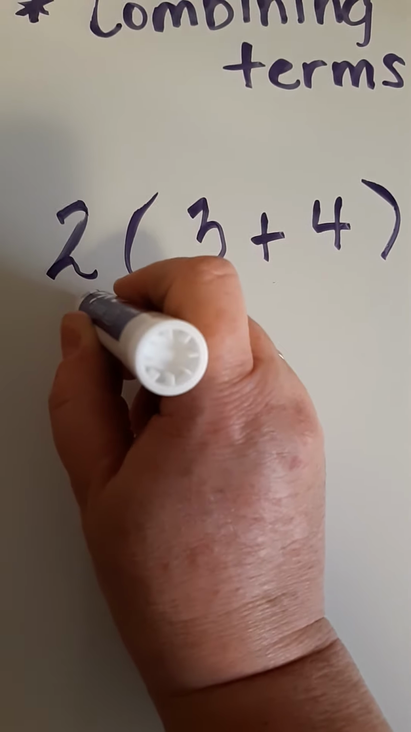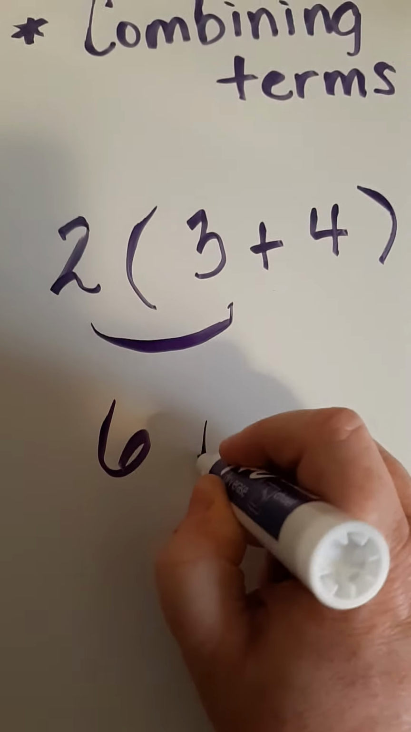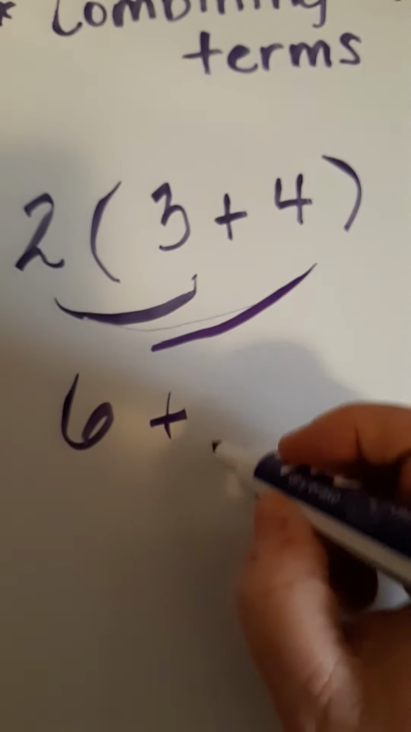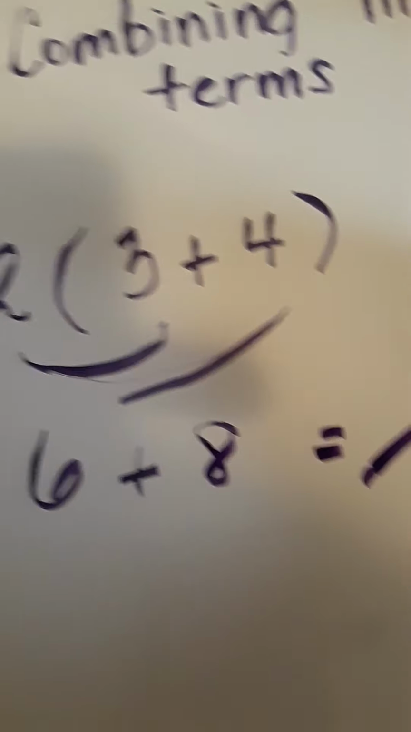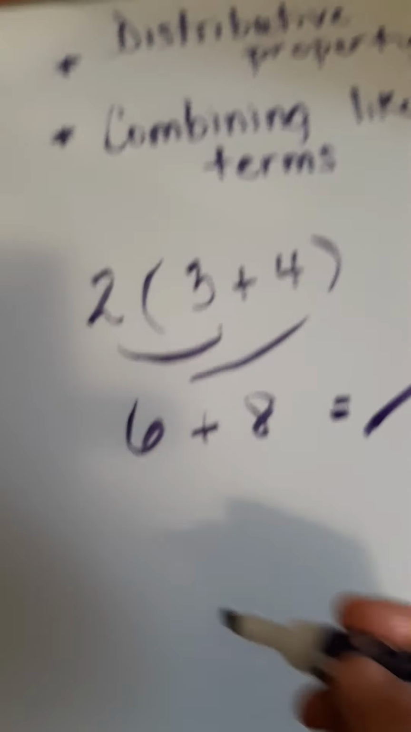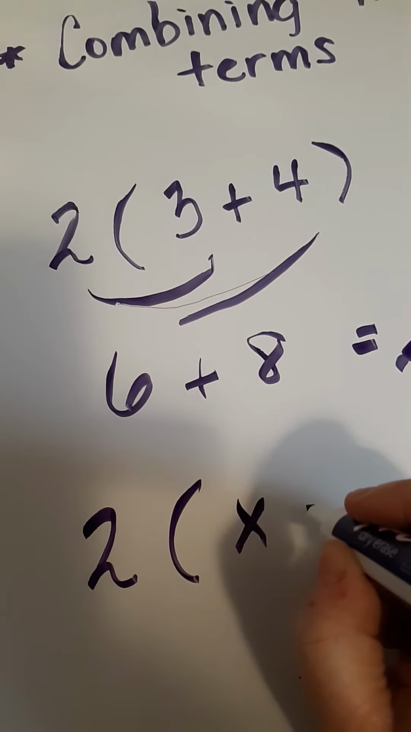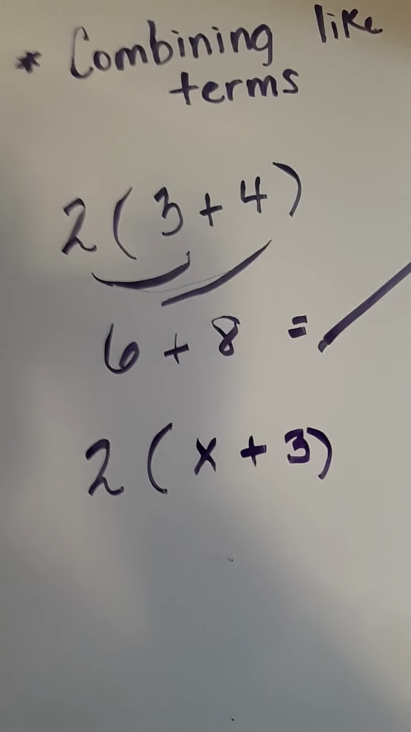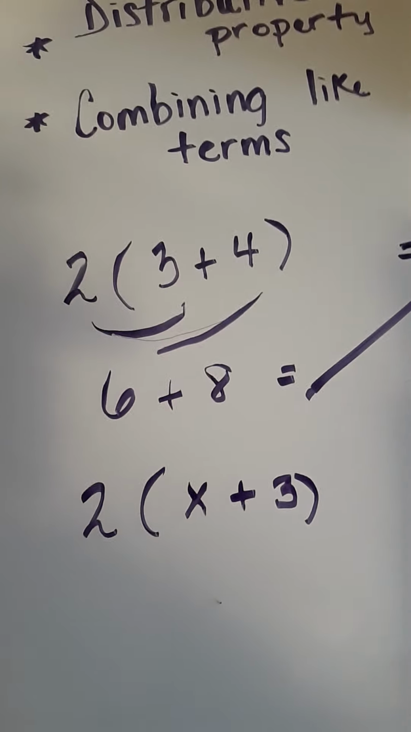Now there is another way to do this to still get 14. If I do 2 times 3, which is 6, then I take the plus down, and then I do 2 times 4, I get 8, and 6 plus 8 is still 14. How cool is that? You're saying, well, big deal. So what if we had 2 times the quantity x plus 3? Now, can we use order of operations on that? No. Why? Because I don't have the foggiest of what x plus 3 is.